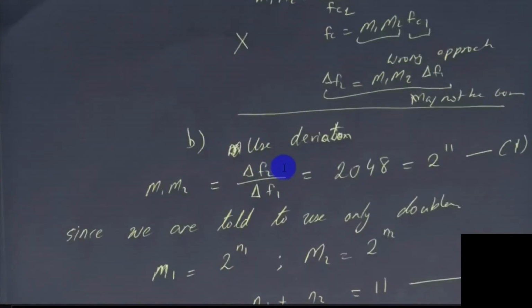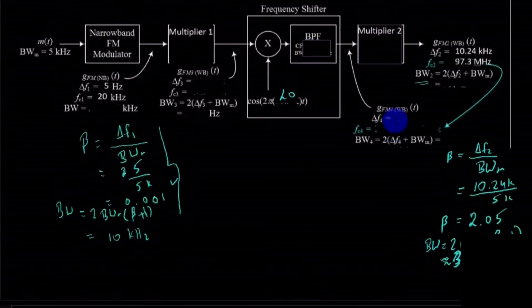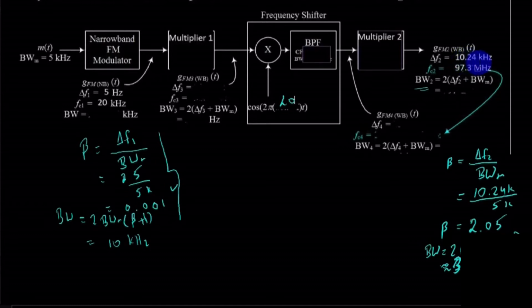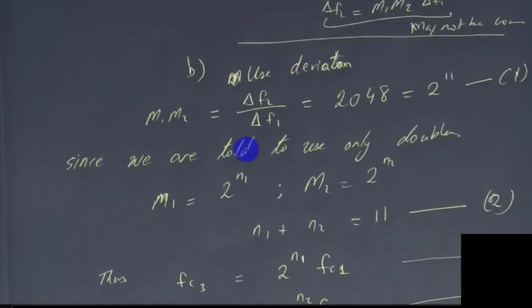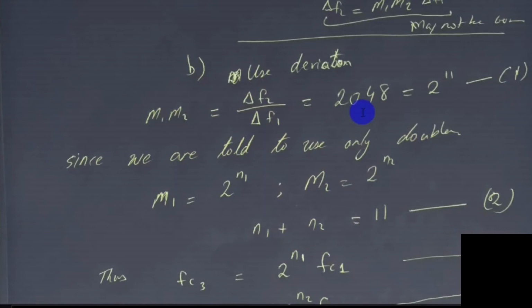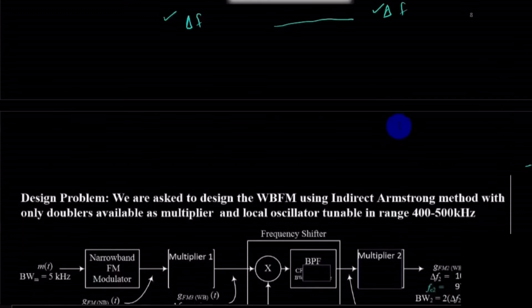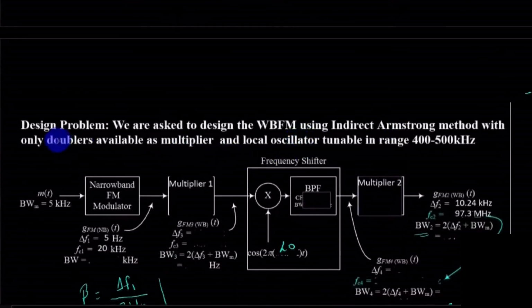That is, you divide the frequency deviation at the wideband FM by the frequency deviation at the output of narrowband FM to achieve M1 times M2. So if you divide 10.24 kilohertz by 5 kilohertz, approximately you would have 2048, and that is 2 raised to the power 11. Why have we written 2 to the power 11? This is because it's in terms of doublers, right? We need to find multipliers in terms of 2 as given in the constraint in this question.